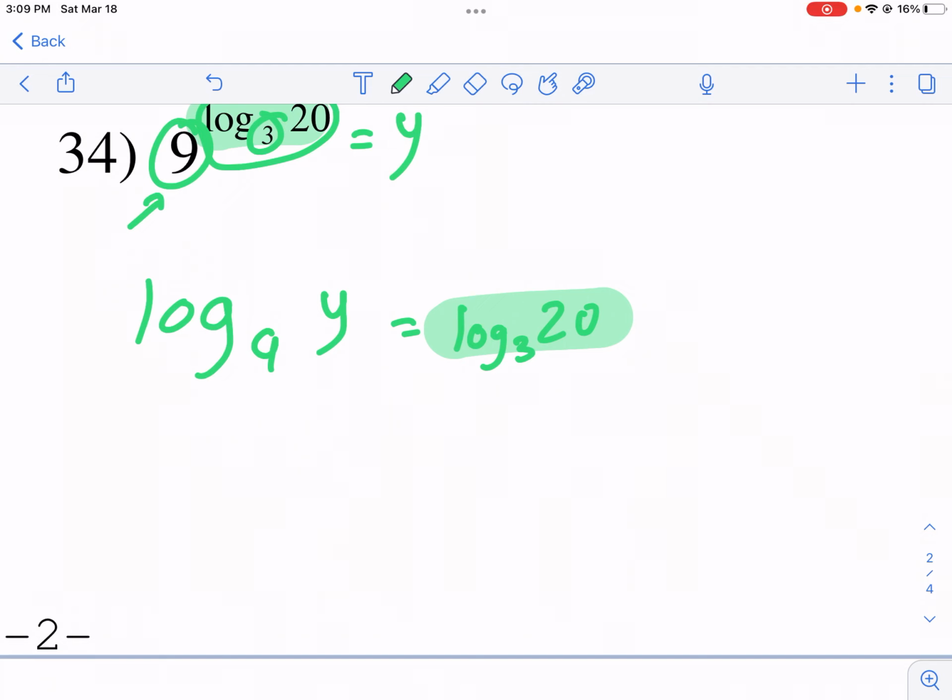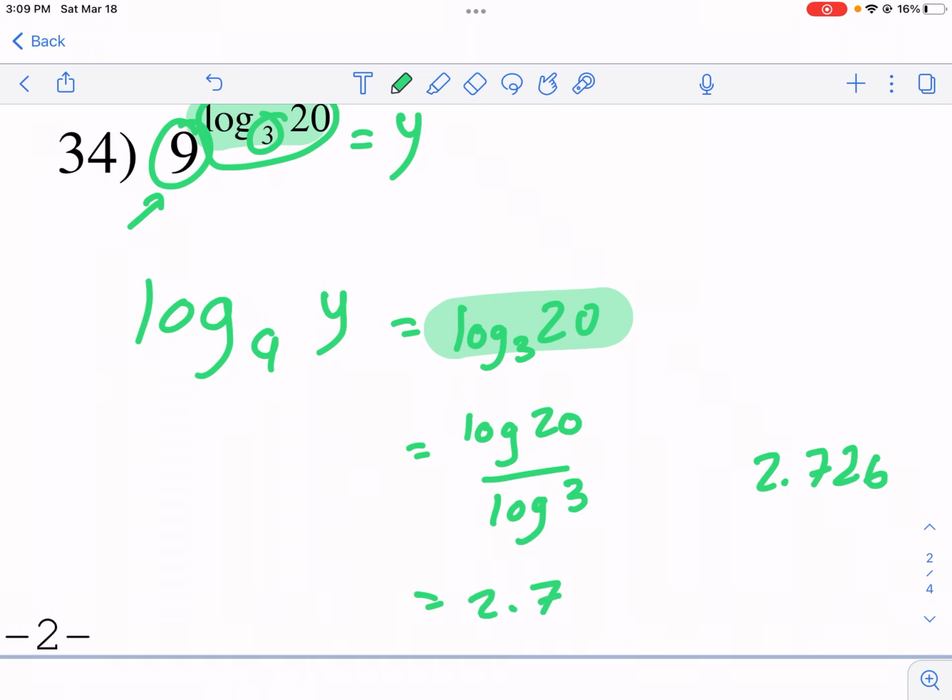So what I'm going to do here is show you that we can do a different way, which is log of 20 over log of 3. We did this earlier. And I'm going to type that into my calculator. So I'm going to go log 20 divided by log 3. And that gives me 2.726833, and so on. Okay, so I'm just going to write 3 digits. And that equals log base 9 of y.